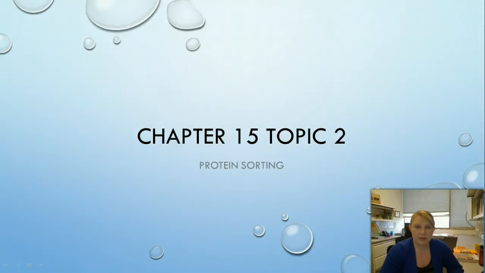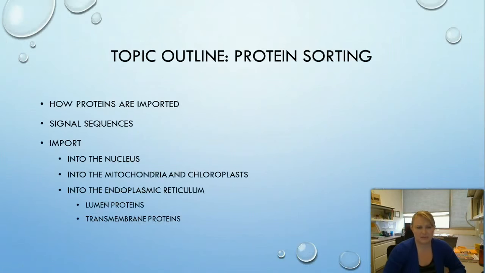Alright guys, welcome to topic 2 of chapter 15. We've talked about the organelles involved in cell transport, in intracellular transport. Now we're going to talk about protein sorting, which is one of the main items that's transported throughout the cell. Now don't get me wrong, there's lots of other stuff that's transported throughout the cell, but protein sorting is really an important aspect of this.